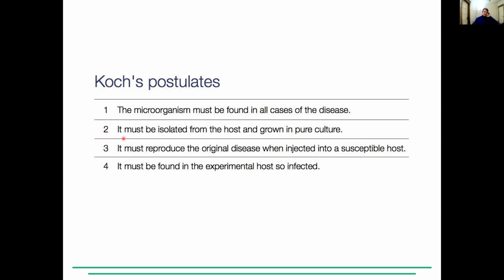The microbe must be isolated from the host and grown in pure culture. It must then reproduce the original disease when it is injected into a susceptible host. So once you've isolated the organism you're investigating, that you suspect of causing this disease, if you introduce that microbe into a new animal that is free of disease, it has to cause the disease.